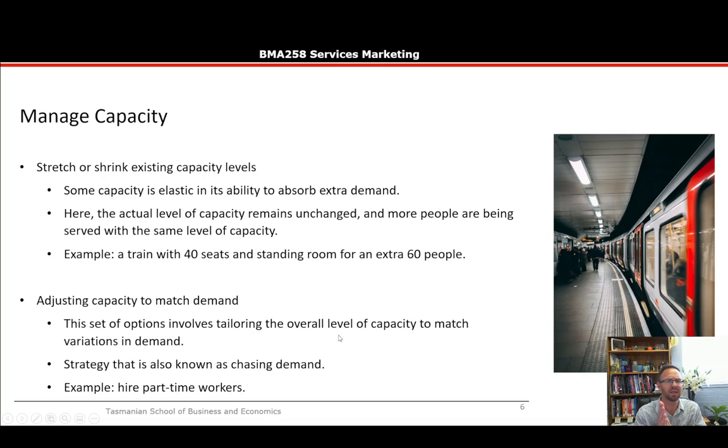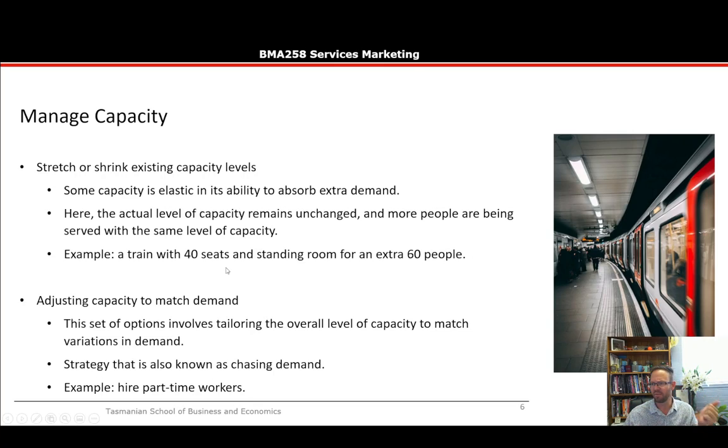So to manage productive capacity, we can do it in different ways. Either we can stretch our productive capacity, or we shrink it, so we can adapt it. Some capacity is elastic in its ability to absorb extra demand. Here, the actual level of the capacity remains unchanged, and more people are being served with the same level of capacity. And you think, well, how can that happen? But a good example of how you can stretch capacity is a train.